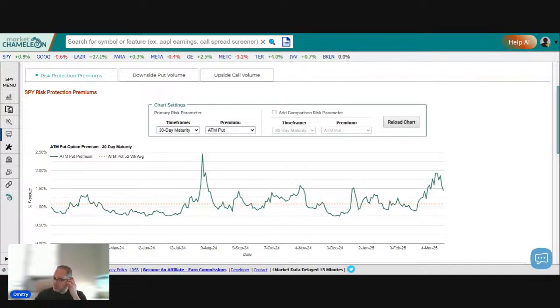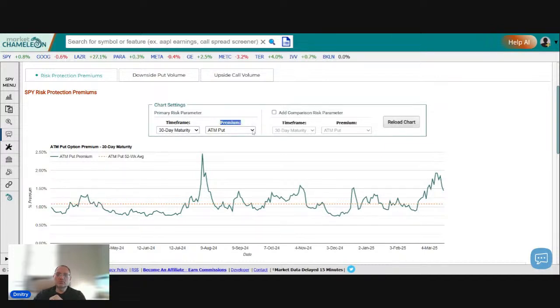There are out of the money options as well, right? There are puts that are out of the money, downside puts. There are calls that are out of the money, upside calls. So what if we wanted to chart those and keep the time frame at 30 days?